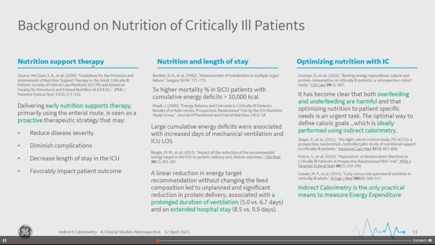And then with regards to the use of indirect calorimetry to optimize nutrition, I'll just quote, it says, it has become clear that both overfeeding and underfeeding are harmful and that optimizing nutrition to patient-specific needs is an urgent task. Zussman quoted that, and they tout that calorimetry is the way to go. And then Pierre Singer, who's very well regarded in this space, has touted the utility of indirect calorimetry on multiple encounters with regards to the robust and reliable measure of energy expenditure.